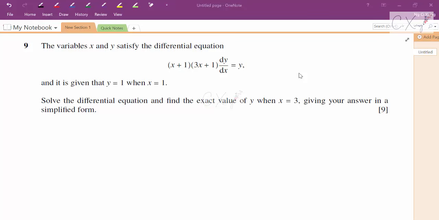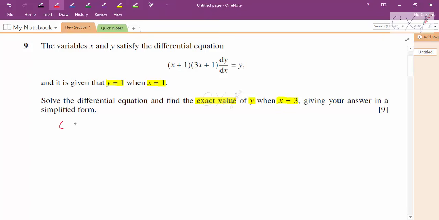Now question number 9. We have the differential equation. The differential equation is given, and then they give us some useful information here, where when x equals to 1, y also equals to 1. They want us to solve the differential equation and also find the exact value of y. So again, you highlight the word exact value, when x equals to 3, giving your answer in the simplified form. So this is a differential equation question.